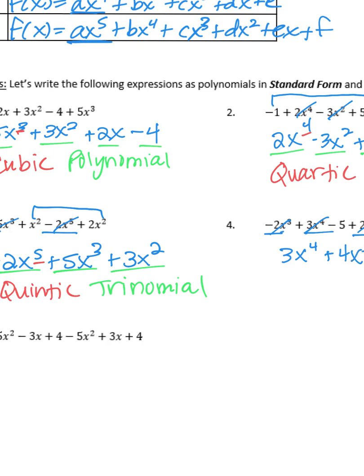And then negative 5 and positive 5 also cancel each other out. So it looks like this polynomial combines to be 3x to the 4th plus 4x cubed. The largest exponent is 4, so we call that quartic. And there are 1, 2 terms, so that is a binomial. Quartic binomial.